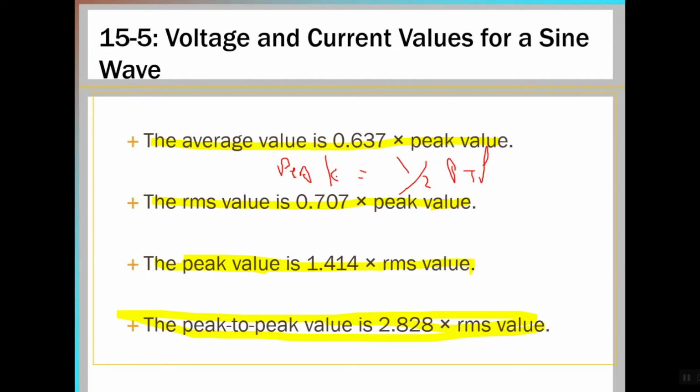So if I have peak to peak, I can get peak, about half of that. If you look at this, that's 2 times that. And that, in turn, is 2 times that. So all that can be derived back from there.